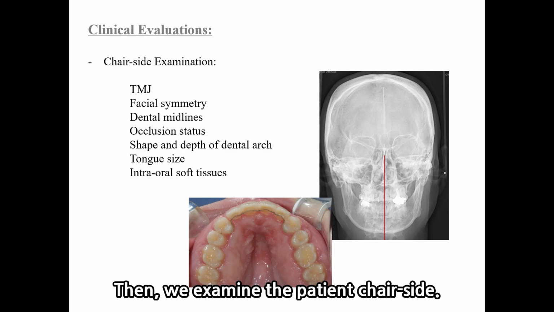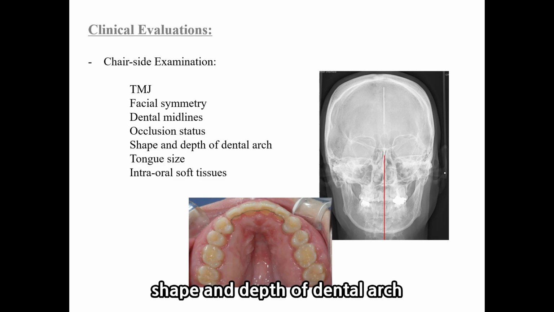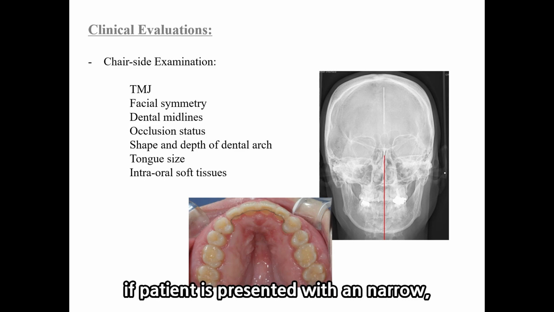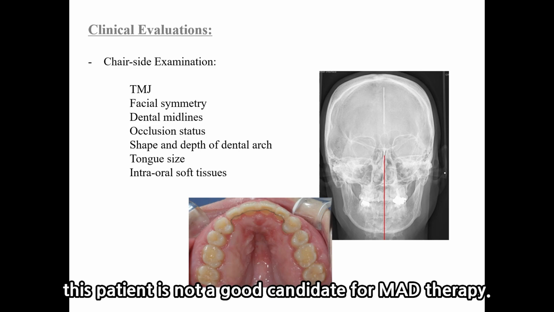Then we examine the patient chair side. We evaluate TM joint, facial symmetry, dental midlines, occlusion status, shape and depth of dental arch, tongue size, and soft tissues. As you can see on the lower picture, if the patient presents with a narrow, V-shaped, high-vaulted maxillary arch, then obviously this patient is not a good candidate for MAD therapy.